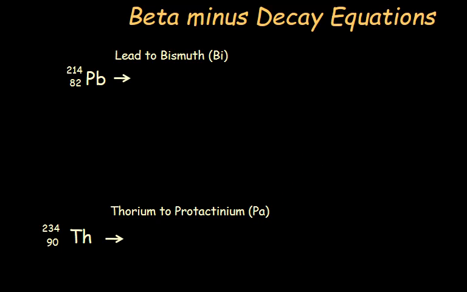So let's take a look at beta minus now. We have lead to bismuth, and we have thorium to protactinium. Go ahead and pause the clip and write out the equations for beta minus decay here. Give your best shot with that, and when you're ready to check, you can hit play to continue.